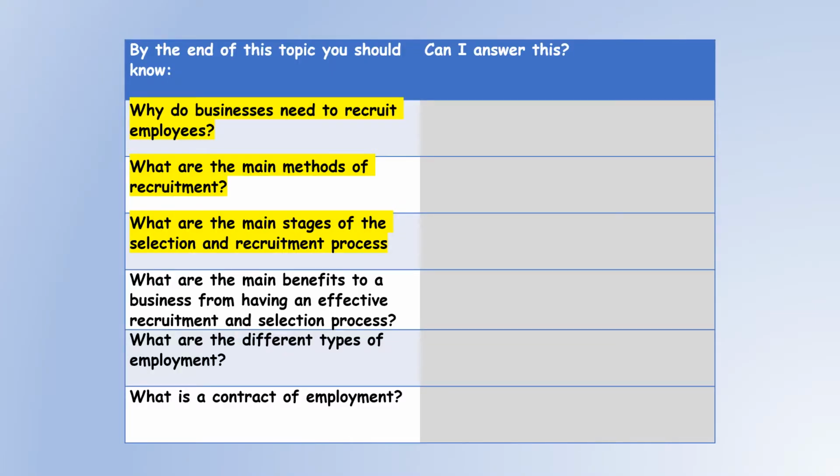So what we're going to do today is look at the questions highlighted in yellow here. Why do businesses need to recruit employees? What are the main methods of recruitment? And actually we won't get to it today, but in the next lesson we're going to look at what are the main stages in the recruitment and selection process.